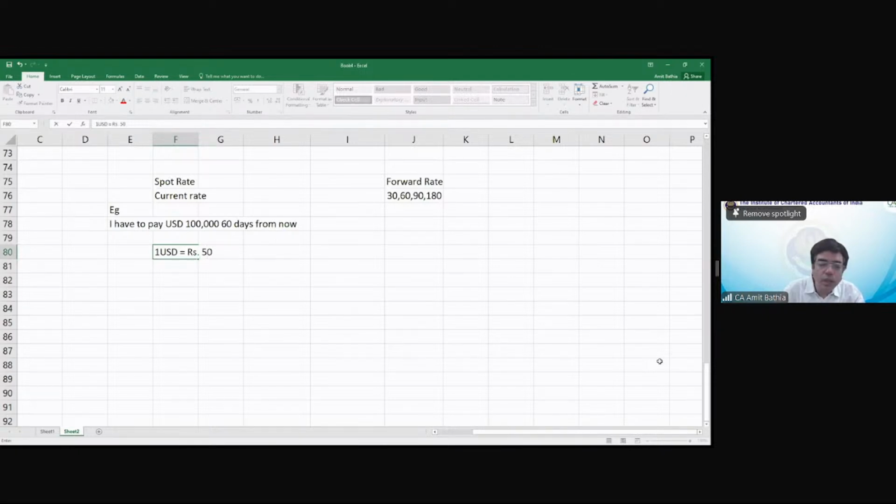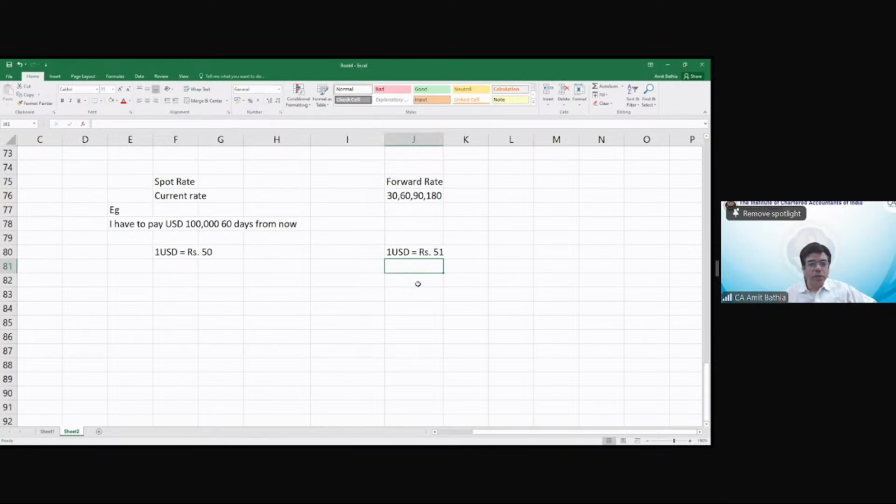Now, let's say for example, I know for a fact that 1 USD is equal to rupees 50 today, and I'm expecting that 60 days from now this rate might become 51. Yes, 1 USD is 50 rupees today, and I'm anticipating that 60 days from now 1 USD will be costing rupees 51. Okay, now in this case, should I buy today, or should I buy 60 days from now?